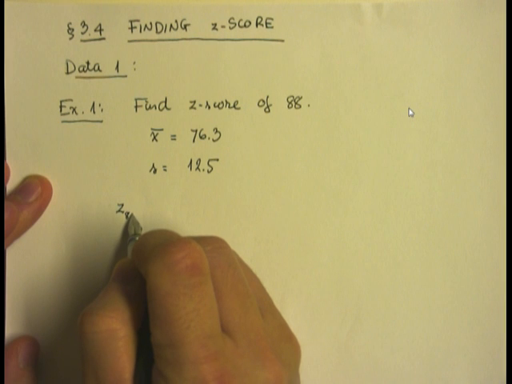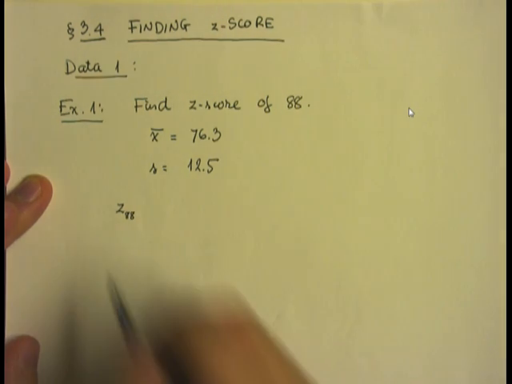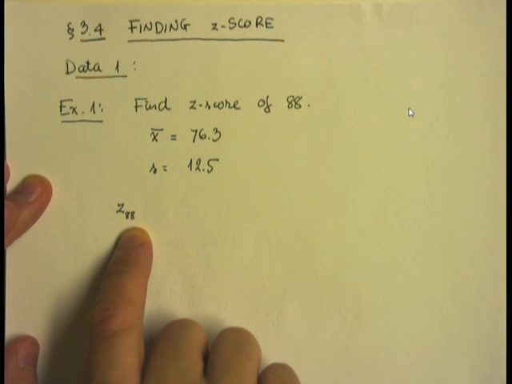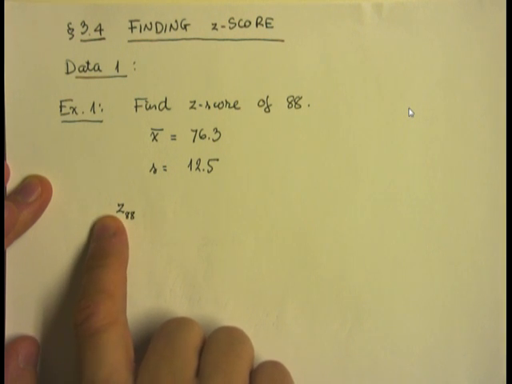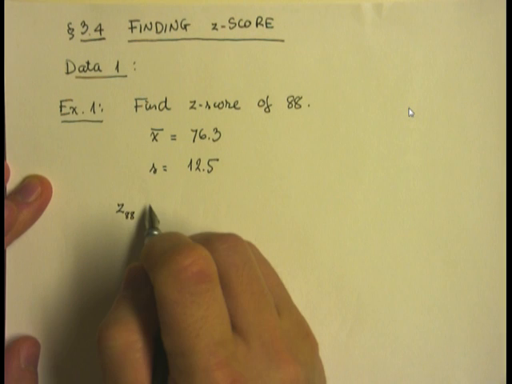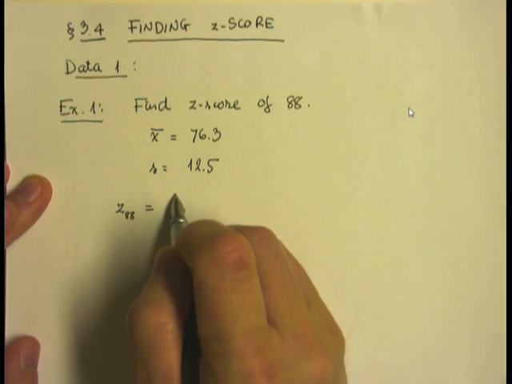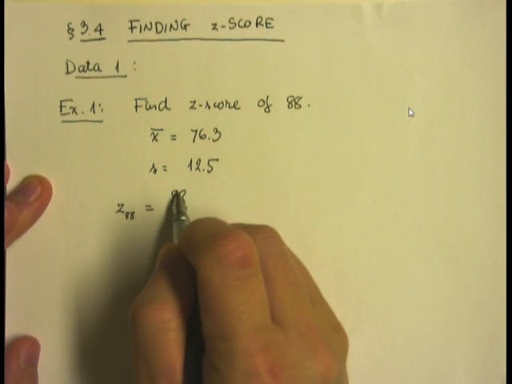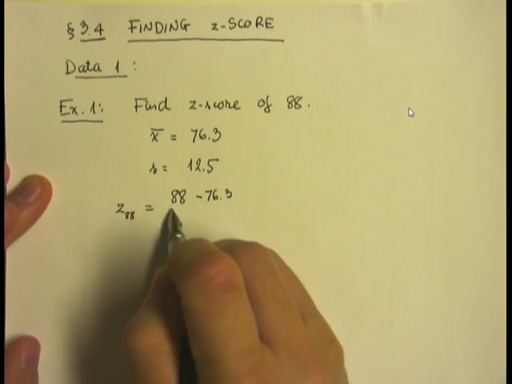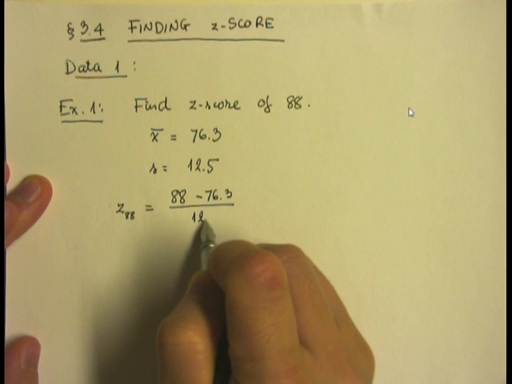And so now, to find a z-score for 88, a lot of the time we use a lowercase z with a subscript to indicate the z-score of 88. So once again, the lowercase z for z-score, and then the subscript 88 is indicating the z-score for that particular value 88. And the way we find that, you take the raw score, which is the 88, the individual score, subtract the mean value, and we divide it by the standard deviation.